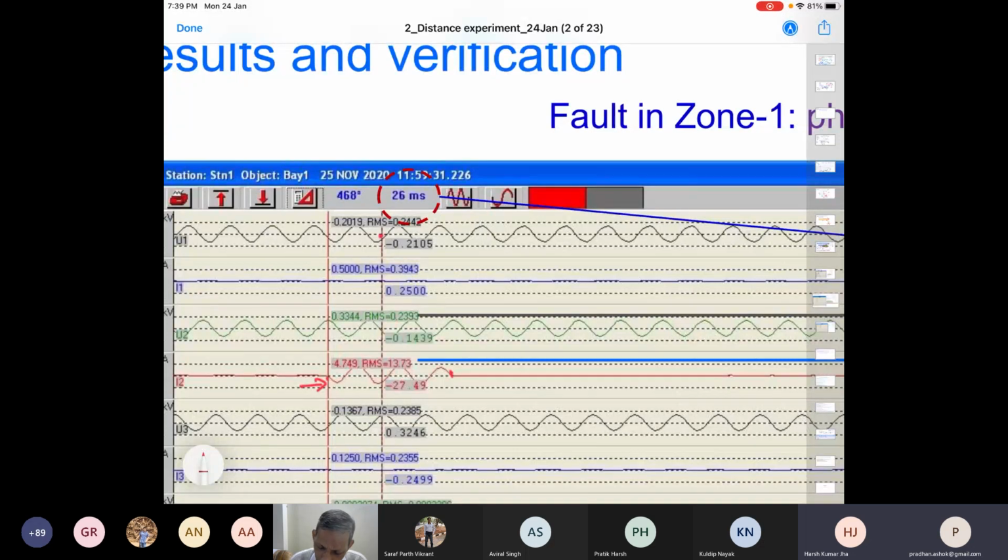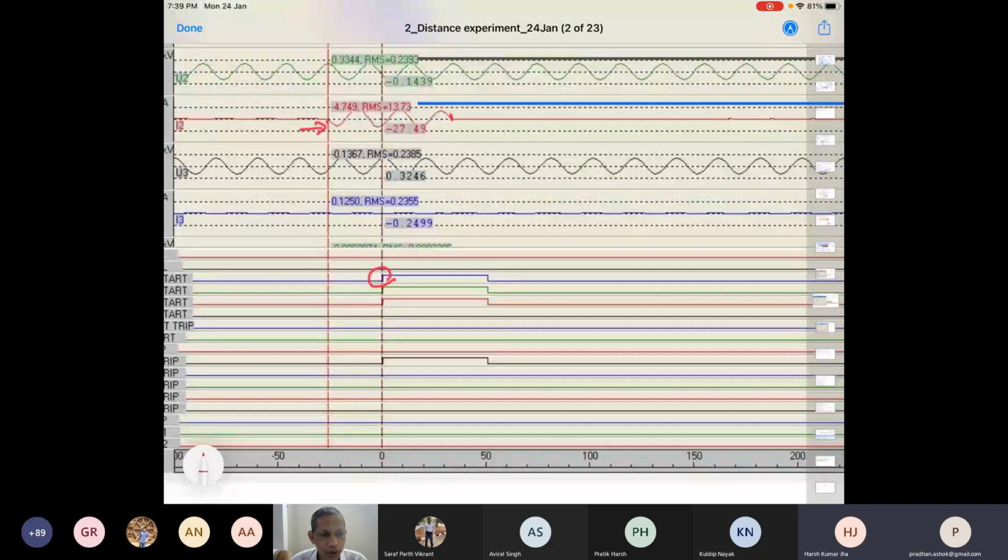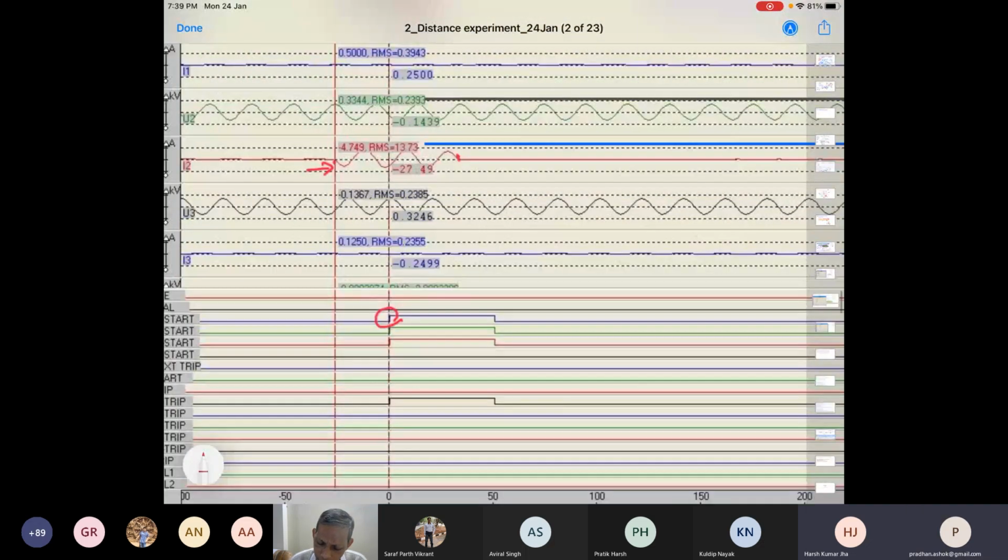At this point, there is a tripping signal issued by this one. How do you decide that? Now we see here you can say that the zone 1 picks up and makes a trip decision. So without any delay, you can say that this will trip.